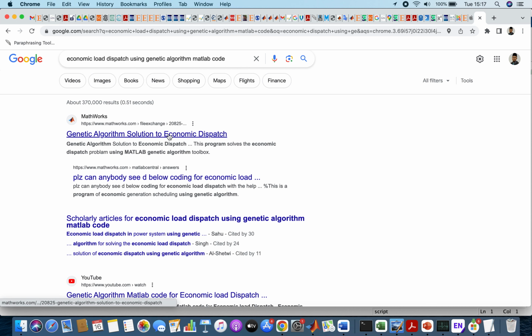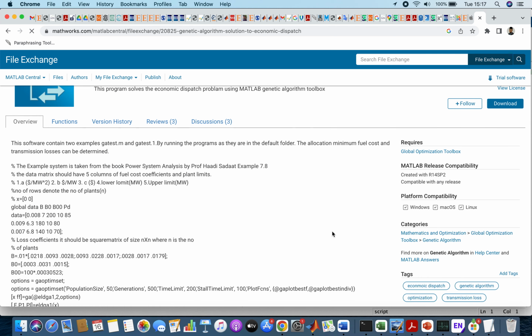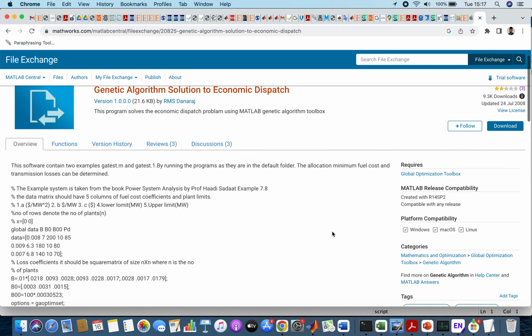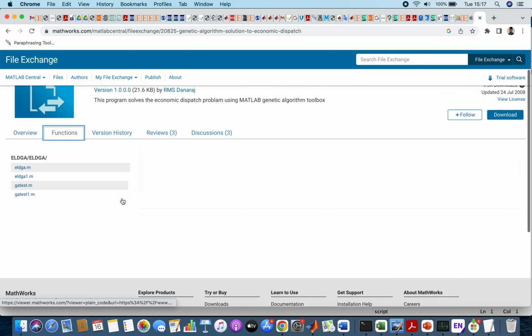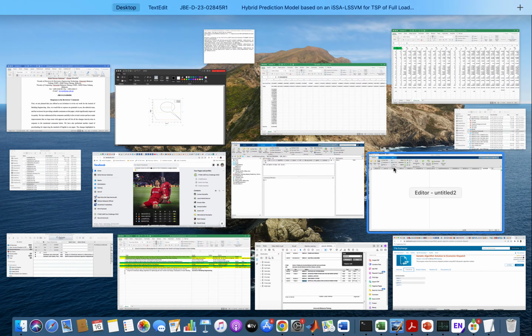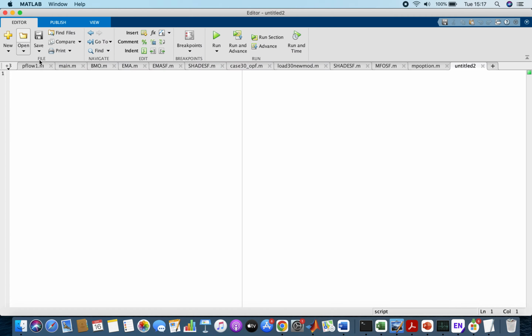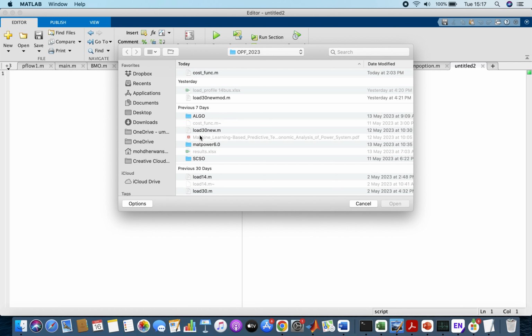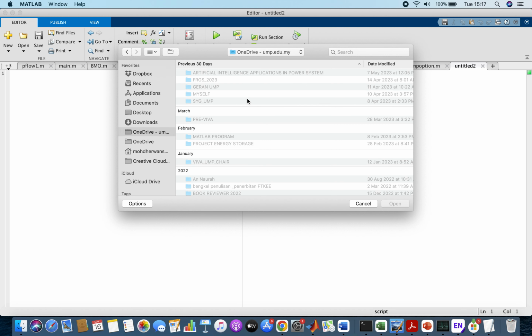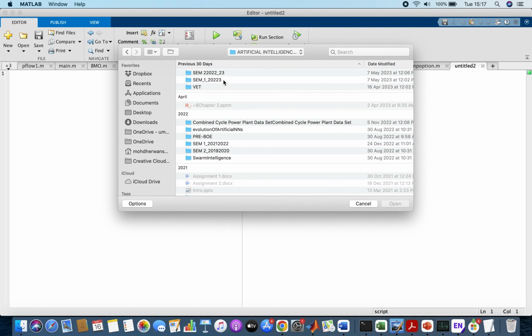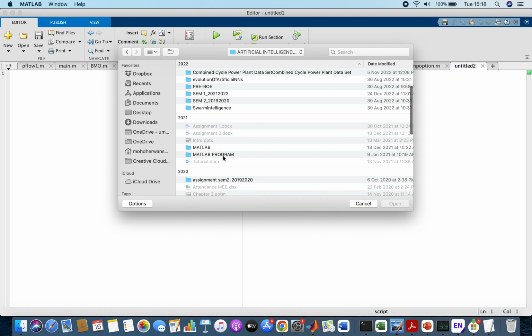Okay, this is the file exchange. You can download the code. Basically, I have downloaded it. So your assignment is to solve 40 generators. I will show you how to solve using, I think, 6 generators, not 40. So let's take a look at the example.